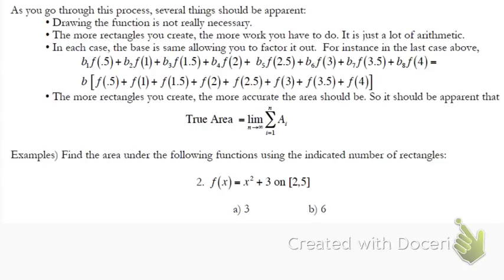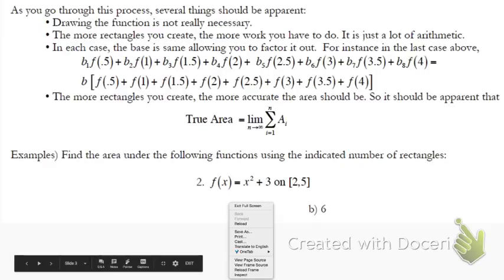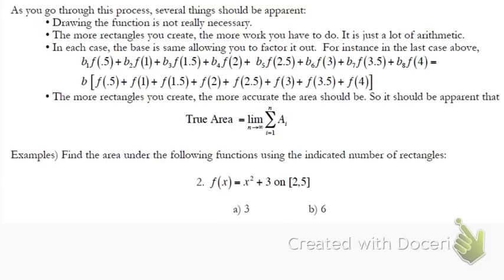So here's an example down below. It says, find the area of the following function using the indicated number of rectangles. And we said f of x equals x squared plus 3 on the interval from 2 to 5. So you don't need to draw a picture necessarily, but I will draw us one just so you guys can get a good idea of what this looks like. So x squared plus 3 is the quadratic function, shifted up 3. And it looks like that. On the interval from 2 to 5, here's 2, here's 5.